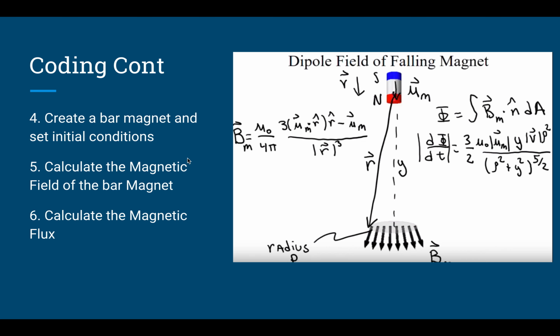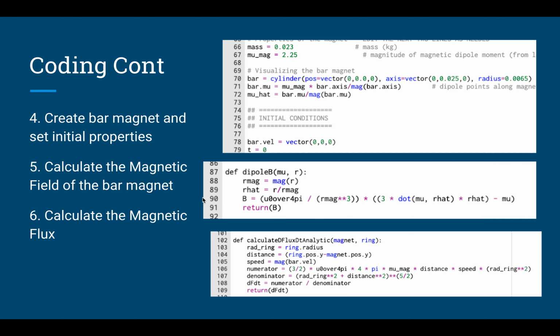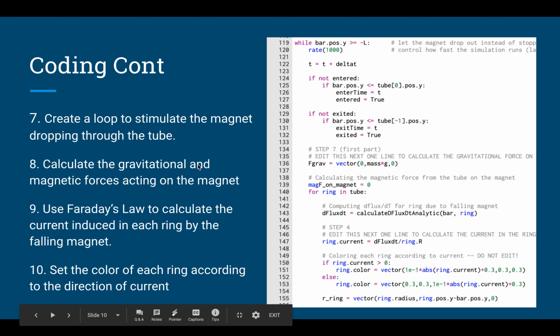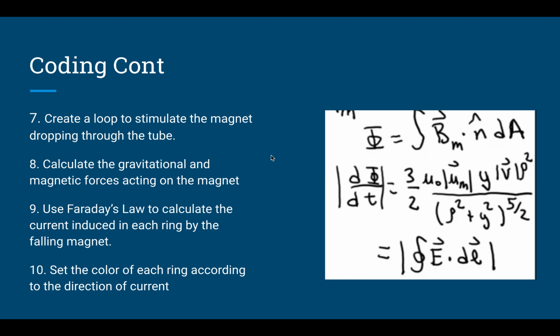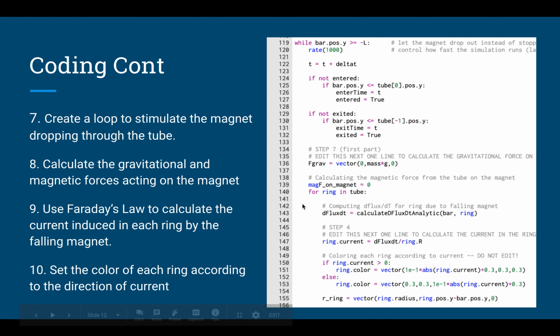And then knowing the magnetic field, we can then calculate the magnetic flux, and as the magnet falls, the flux changes in time, so you must take the time derivative using this expression, and that's exactly what we did in the code. So you can see that in step 6. We then created a loop to simulate the magnet being dropped through the tube and calculated both the magnetic and gravitational forces acting on the magnet. And according to Faraday's law, the derivative of the flux with respect to time is equal to the EMF. So we used Faraday's law to solve for current, and that's what we did in step 9.